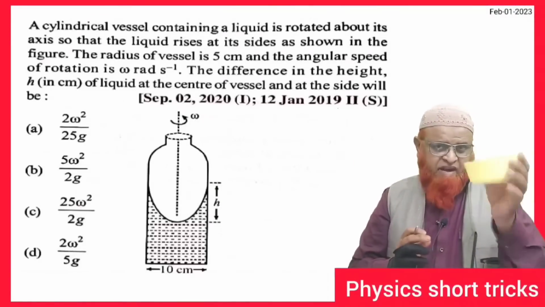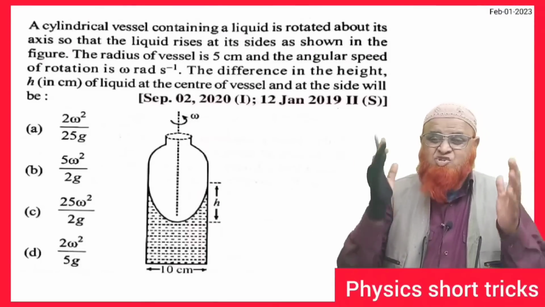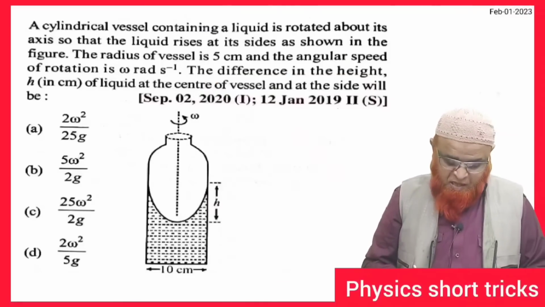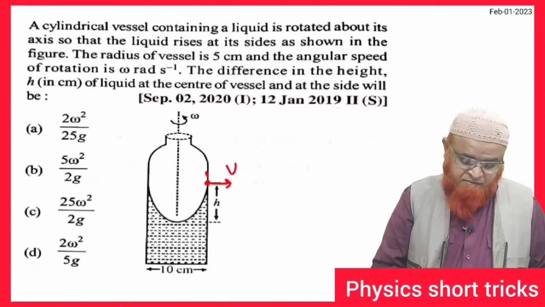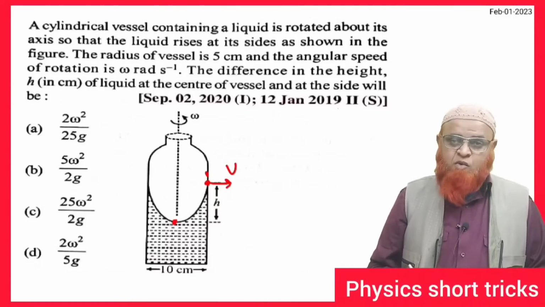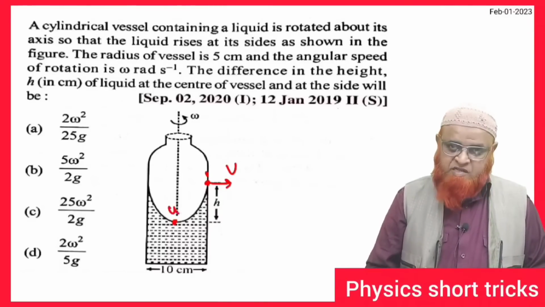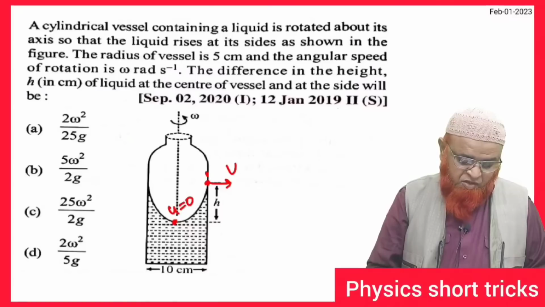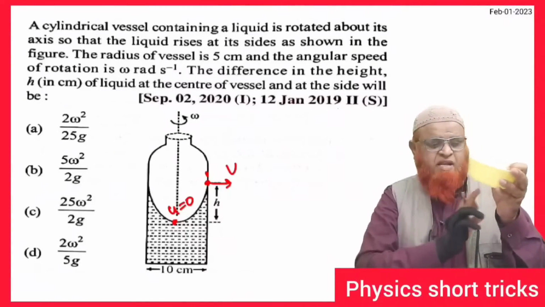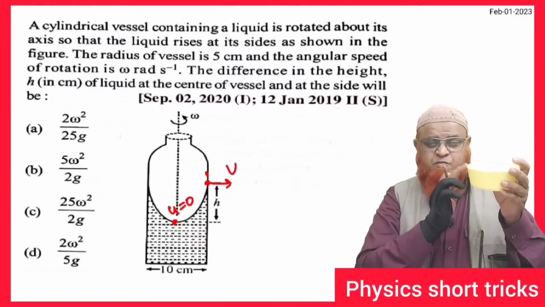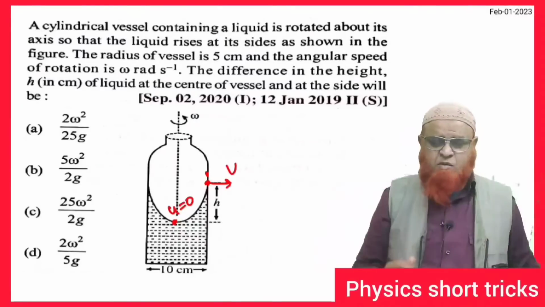By taking this example, I can explain an easy shortcut method. At this place liquid is present and has a certain velocity v. At this place liquid is present and, let us imagine, has velocity u, which is at rest. As the bubble is rotating, this point, the center, is always at rest, whereas this point is going to rotate like this, having maximum velocity.